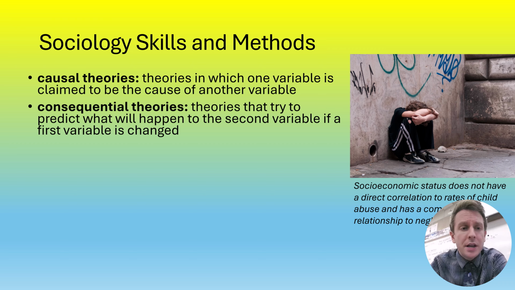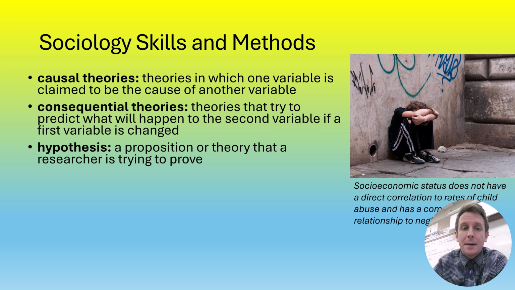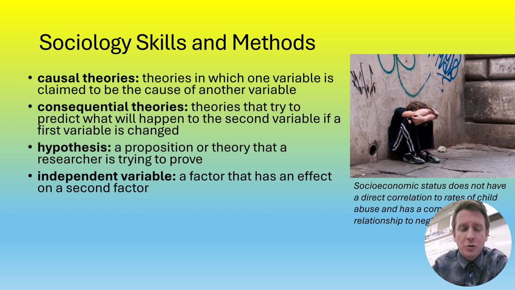A consequential theory, you're trying to predict what will happen to the second variable if a first variable is changed. So what will graduation rates be like if we introduce a breakfast program in school? Maybe these kids are failing their exams because they didn't have a good breakfast. So let's find out. A hypothesis, that could be: maybe the hypothesis is give the kids breakfast, their graduation rates should improve. That's what we're trying to prove.